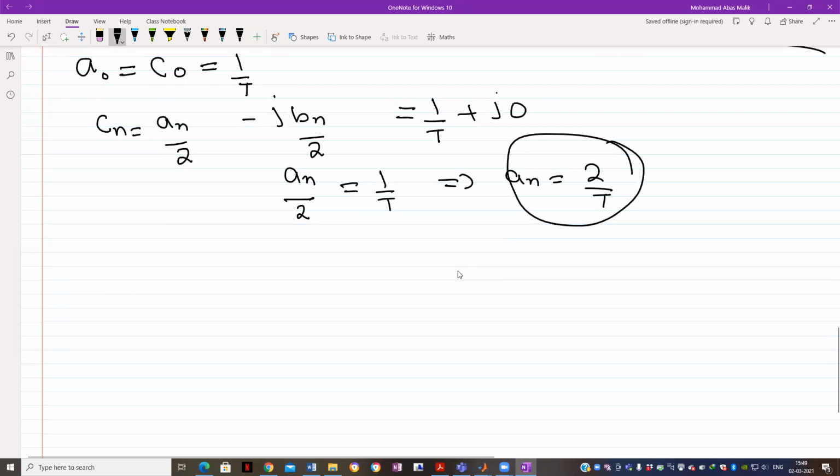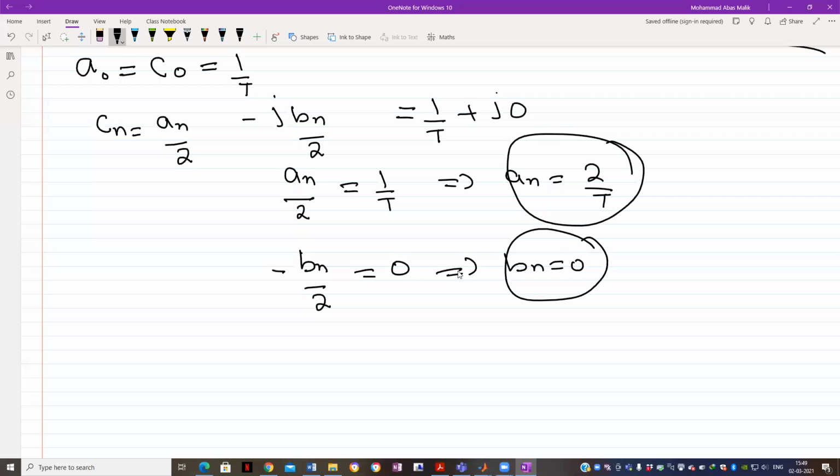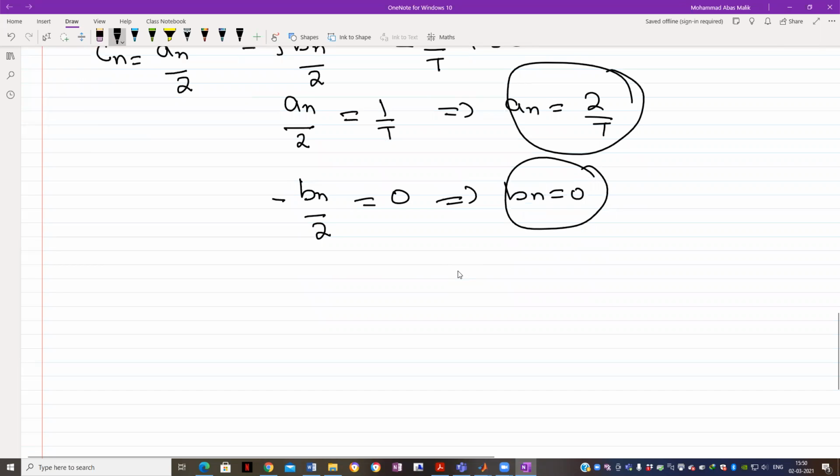Similarly, you have minus bn by 2 equal to 0, which implies that bn will be equal to 0. So a naught value is 1 by T, an is 2 by T, bn is 0. Now can you write down the trigonometric Fourier series?